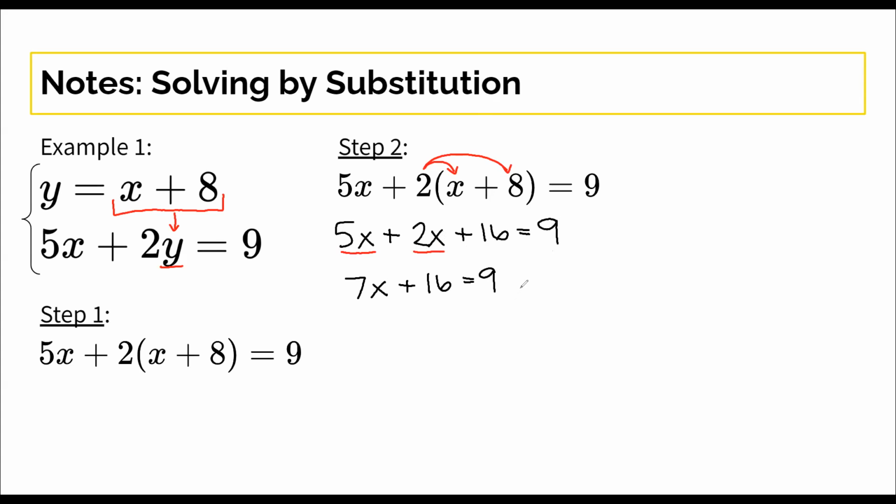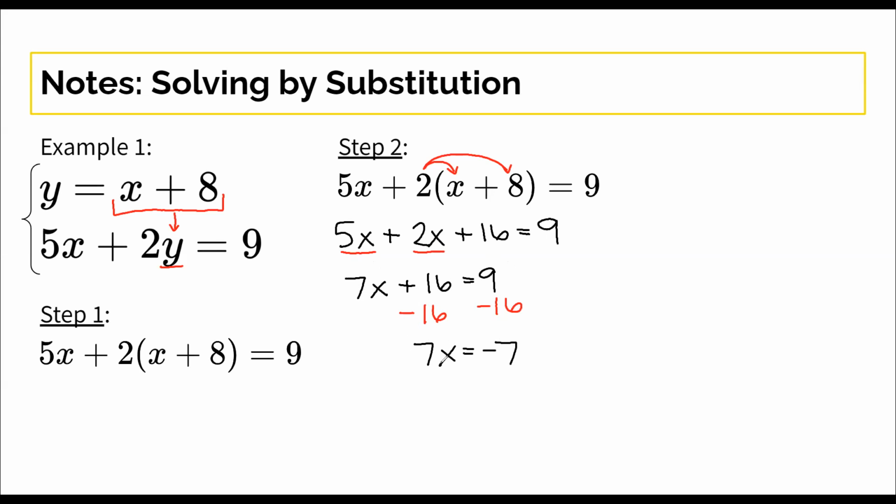At this stage, this is a 2-step equation. We undo the addition or subtraction, and then we multiply or divide by that coefficient to move it. So first, we're going to undo that addition by subtracting 16 from both sides. On the left, those 16s are going to cancel, and that's going to leave me with 7x. On the right, 9 minus 16 is minus 7.